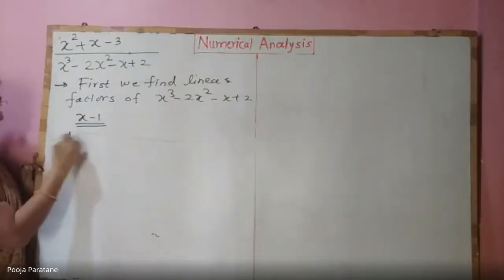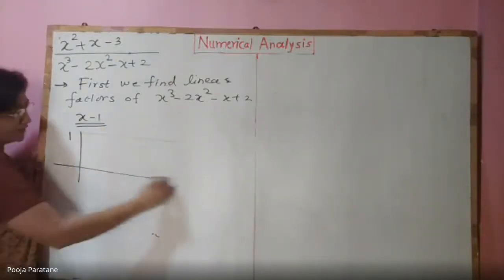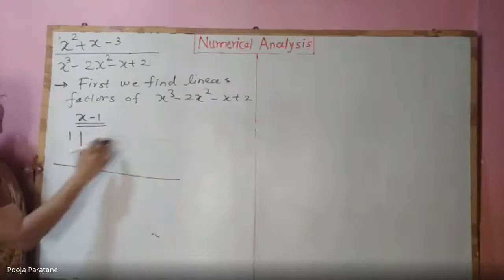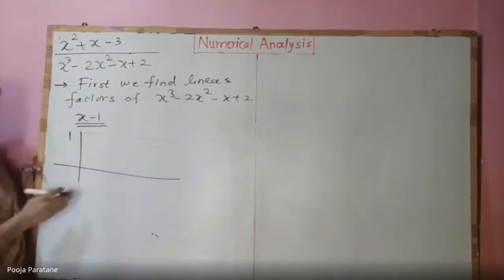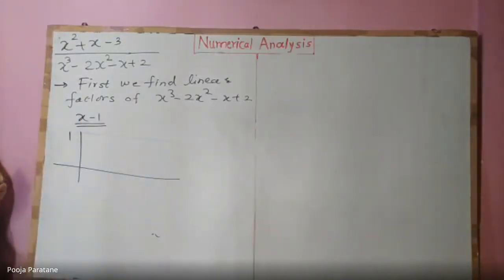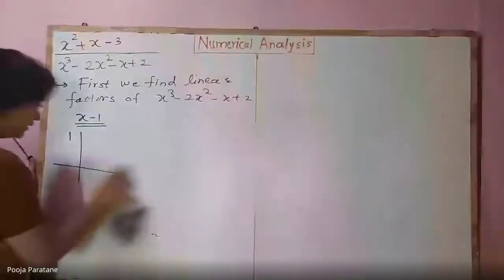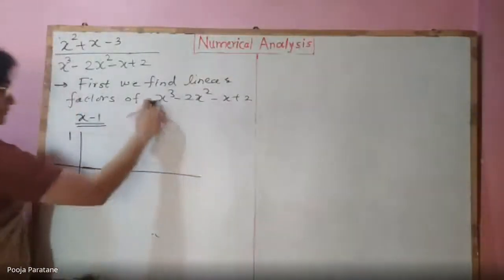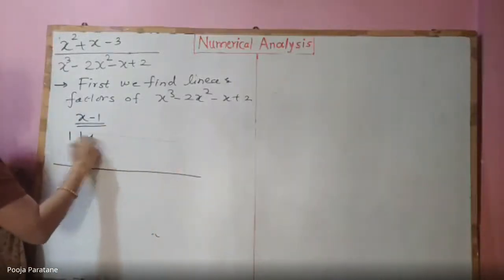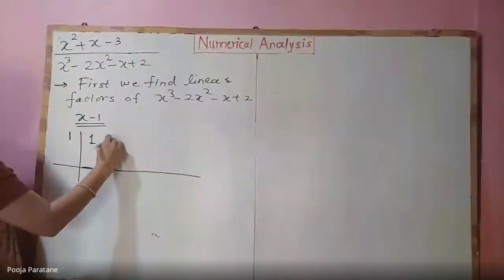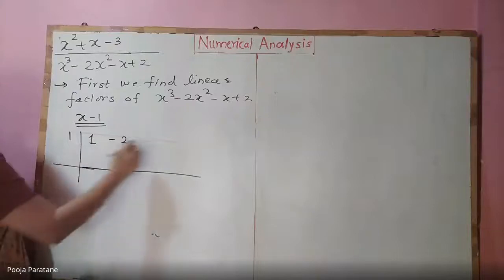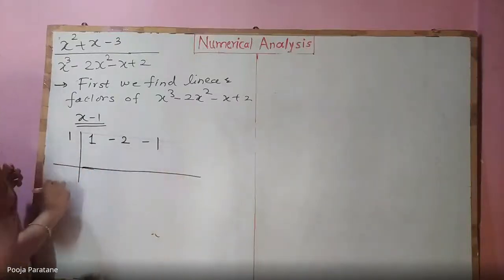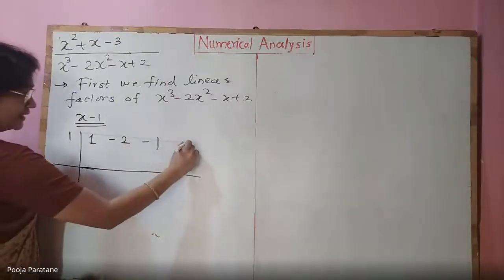So for this we will put x equals to 1, and now in the synthetic division we will write all the coefficients of this polynomial in the decreasing order of power. So first I will write the maximum here, x cube, coefficient of x cube is 1, then coefficient of x square is -2, and then coefficient of x is -1, and the last term is 2.